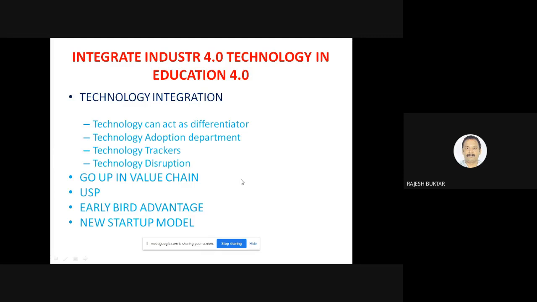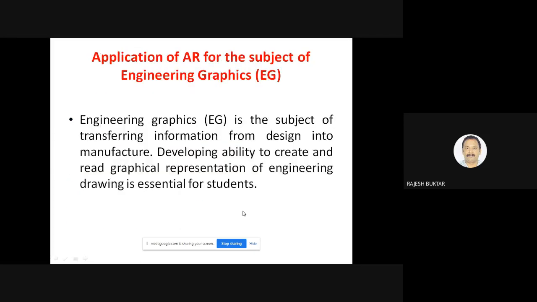So if you are aware of new technology, you can go up in the value chain, and the unique selling point of the industries or the technical engineering institutions can be improved, and this can give early bird advantage. Also, by tracking these new technologies, there is a very good opportunity to do a lot of new startups, to develop new startup models.